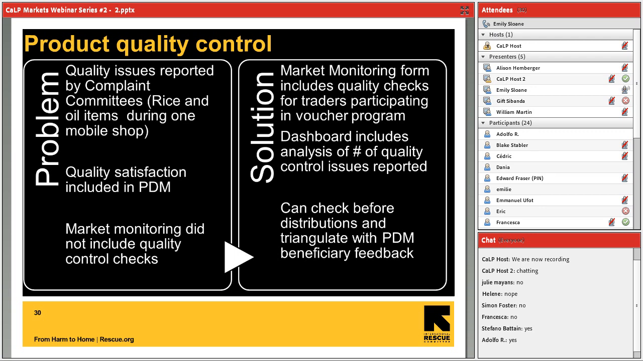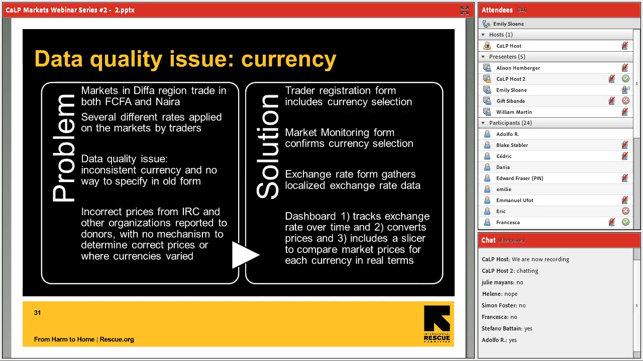So we ended up including some indicators on that in the monitoring framework. Another issue was around currency, and this was a pure data quality issue. Traders in this region of Niger, which was near the border with Nigeria, were sometimes dealing in franc CFA, and they were sometimes dealing in Naira. So we just added a question in the monitoring form that asked them what currency they were referring to, so that the data actually meant something.